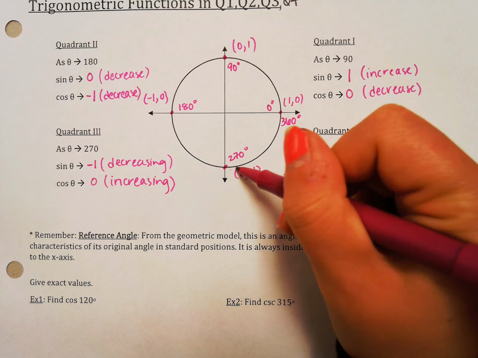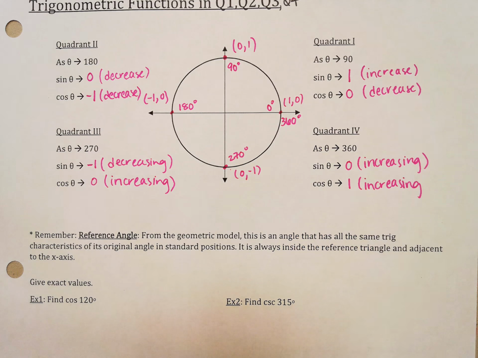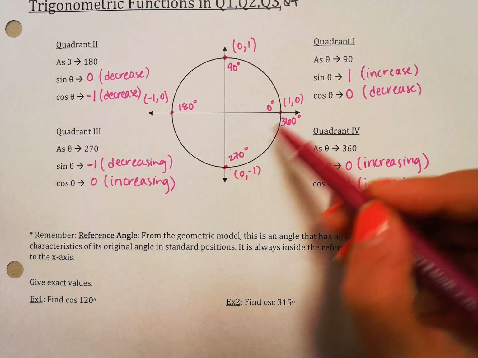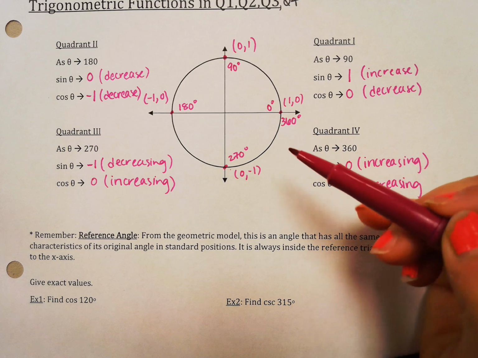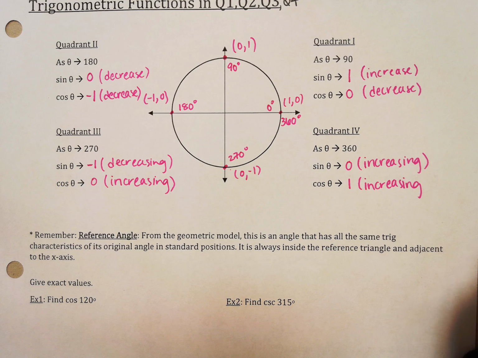So we're moving up, which means that our sine value is increasing because sine is our y coordinate, which is up and down. So we're getting closer, we're gaining in our y values, but we're also moving to the right, which means we're gaining in our x values too.